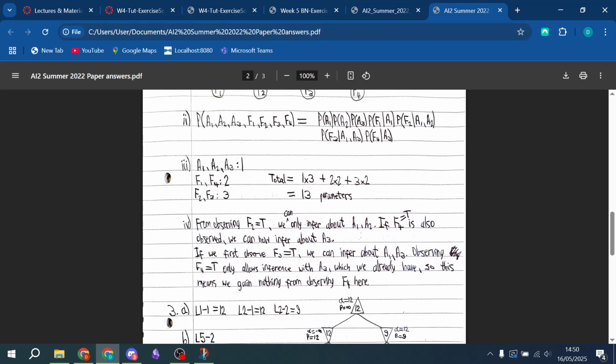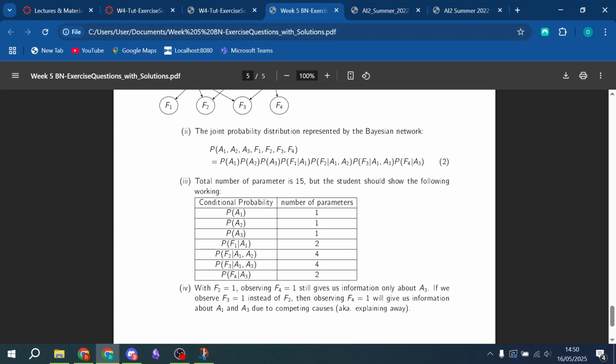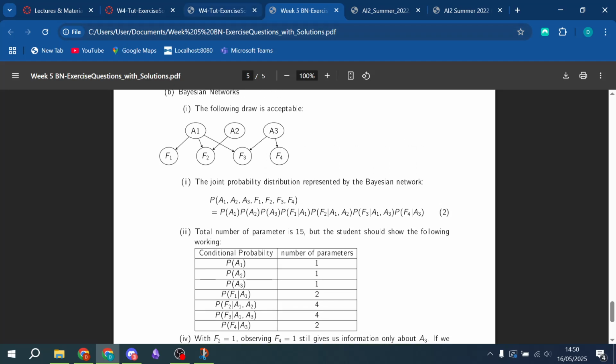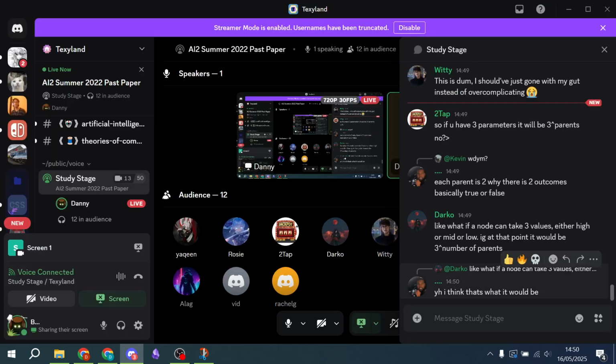From observing F2, we can only infer about A1 and A2, because that's what caused it. So if we learn about F4 as well, then we learn about A3. But I don't think that's actually what they're looking for in the answer. Where's the answer? It says still only gives us information about A3. If anyone understands this question better, please send your answer, because I wasn't entirely sure on this one.